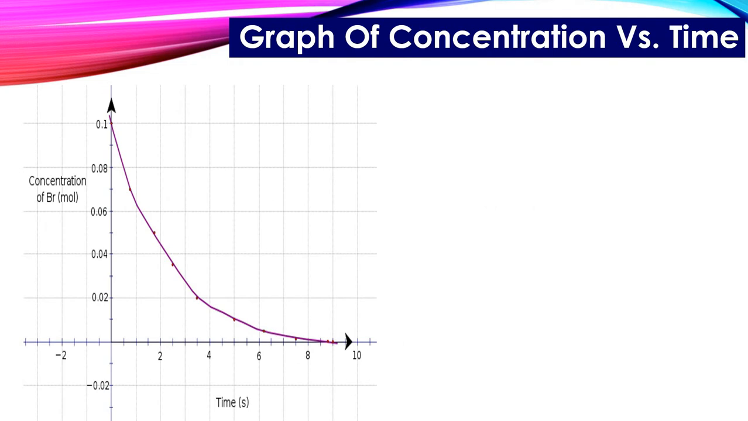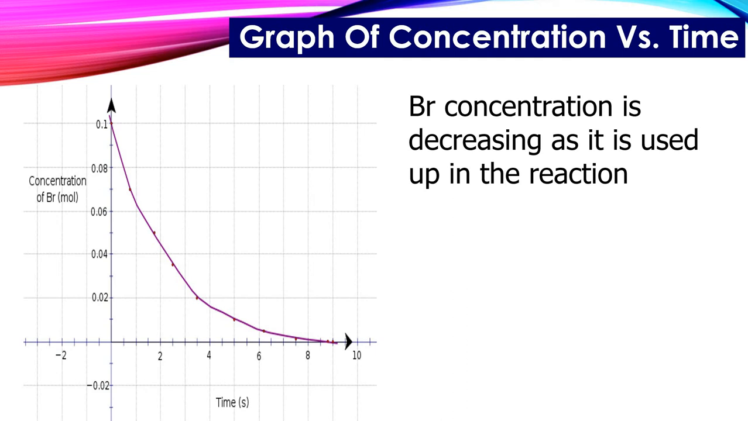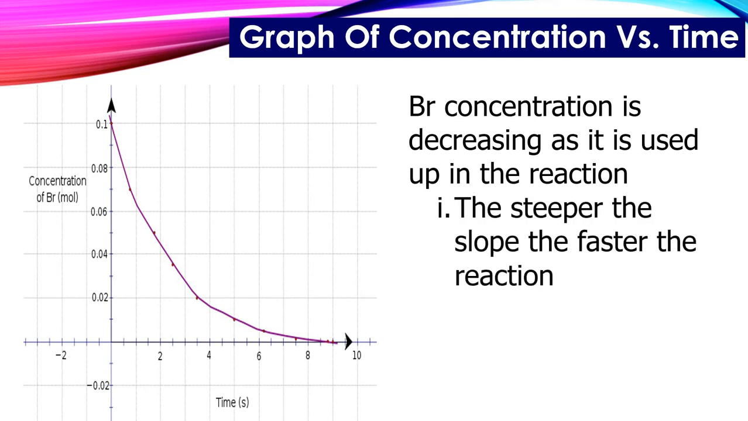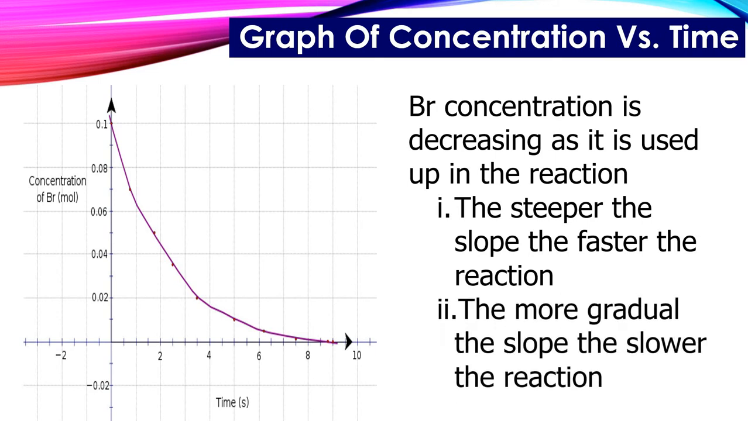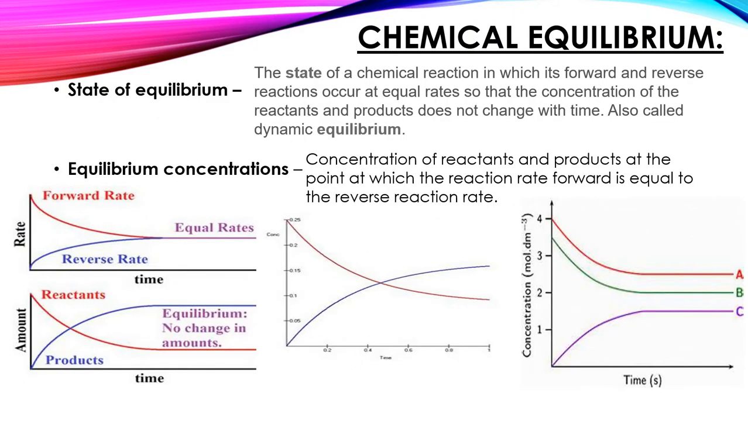Okay, so now we're going to get the graph of concentration versus time. We talked about this a little bit, and how the slope is our rate. The reactant concentration is going to decrease over time. It's going to be used up. It's steeper at first. The more gradual the slope, the slower the reaction. The steeper the slope, the faster the reaction.